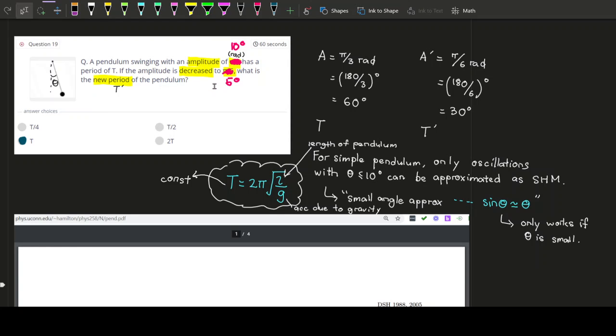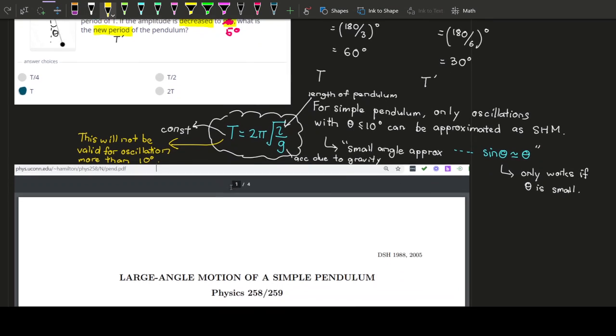Now you may be asking, if it's more than 10 degree, then what happens? Well, it cannot be approximated as a simple harmonic motion. In that case, this equation will not be valid for oscillation of more than 10 degree. So you might be thinking, then what's the equation to replace this equation? What equation can I use for the period of the simple pendulum?